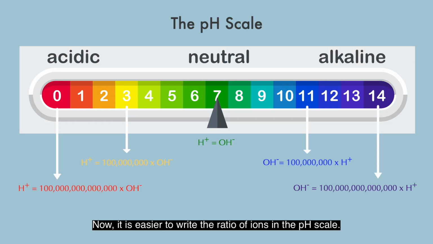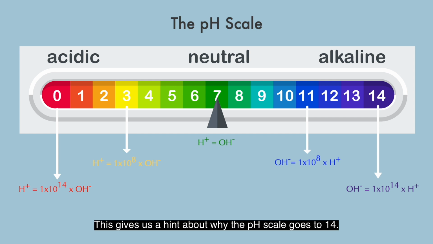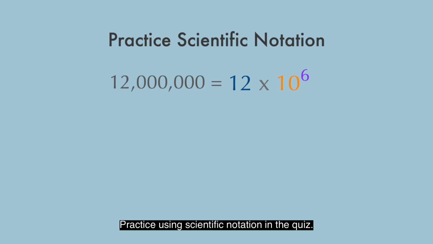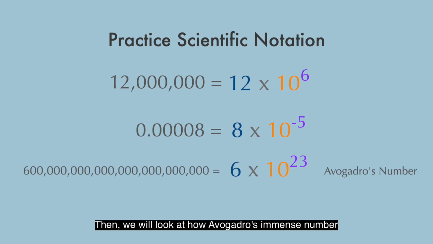Now it is easier to write the ratio of ions in the pH scale. Write 100 million as 1 times 10 to the 8th power, and 100 trillion as 1 times 10 to the 14th power. This gives us a hint about why the pH scale goes to 14. But why does it start at 0 with 7 in the middle? Practice using scientific notation in the quiz, then we'll look at how Avogadro's immense number and moles can be used to explain it.